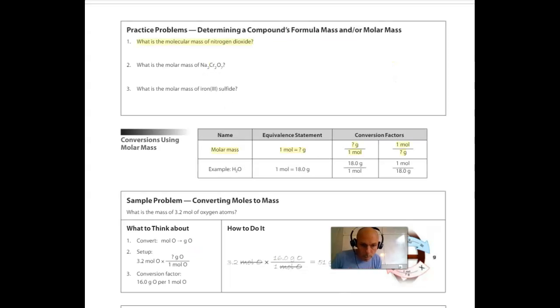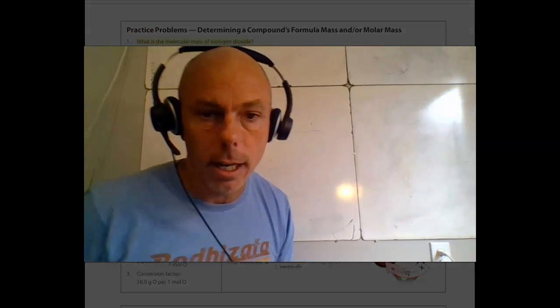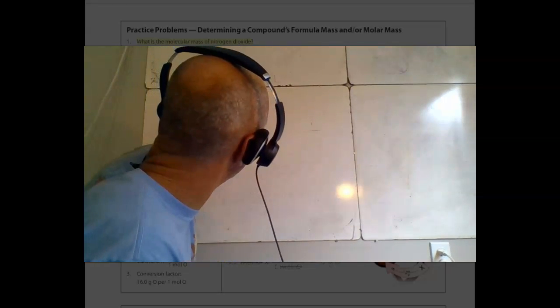All right, so I've just flipped my page. I'm now at the top of page 121 in my ebook, and I'm looking at practice problem 1. It says, what is the molecular mass of nitrogen dioxide? To us, that's what is the molar mass of nitrogen dioxide. Well, nitrogen dioxide is a molecular compound. Its name suggests there's 1 nitrogen atom and 2 oxygen atoms. So its formula is going to be NO2.